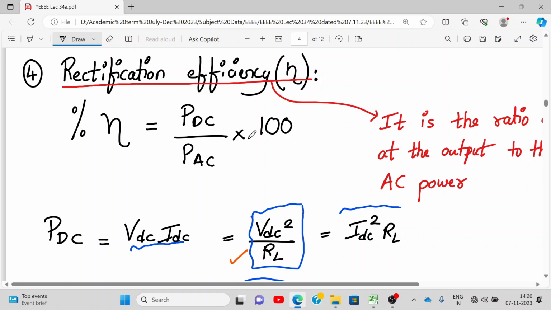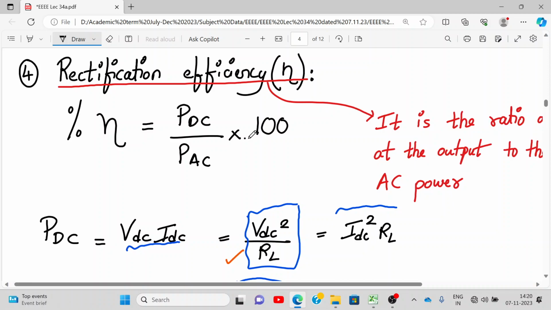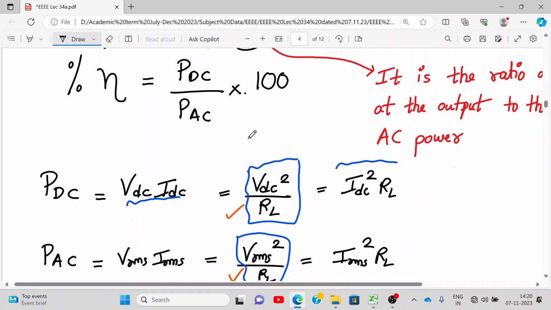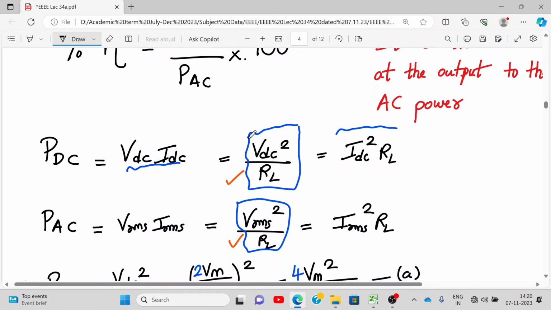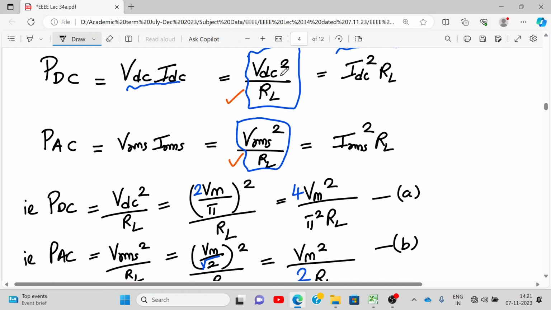Rectification efficiency is defined as the ratio of output DC power to the applied input AC power. What is DC power given by? V out average into I out average, or VDC into IDC. So there are three formulas: VDC square upon RL, V into I, V square by R, and I square R. These three formulas are valid. AC power will be V out RMS into I out RMS, or V RMS into I RMS. It's also V RMS square upon RL and I RMS square into RL. All three formulas are valid. I'm using the middle one.